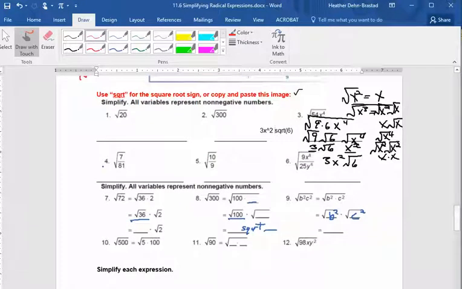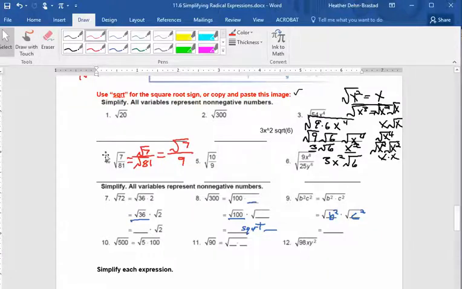All right, so let's look at something like number 4, the square root of 7 over 81. Let's write this as the square root of 7 over the square root of 81. And then we'll simplify both the numerator and the denominator if possible. The square root of 7 cannot be simplified, so we just leave that. The square root of 81, though, is a perfect square. It's just 9, so our answer would be the square root of 7 over 9.